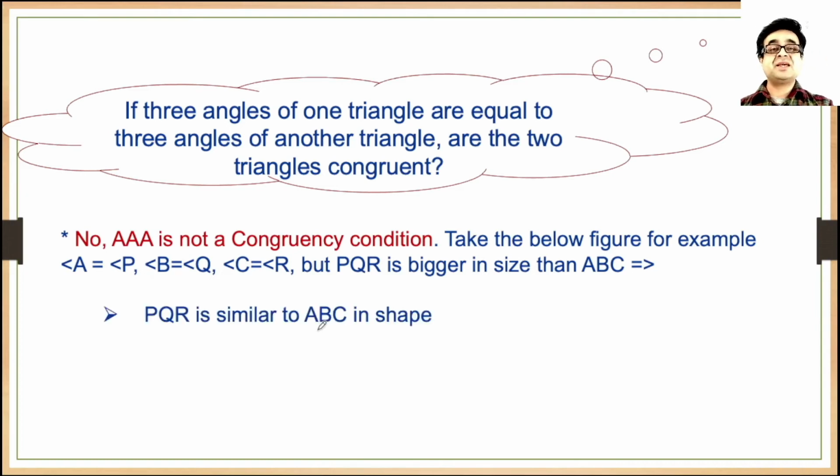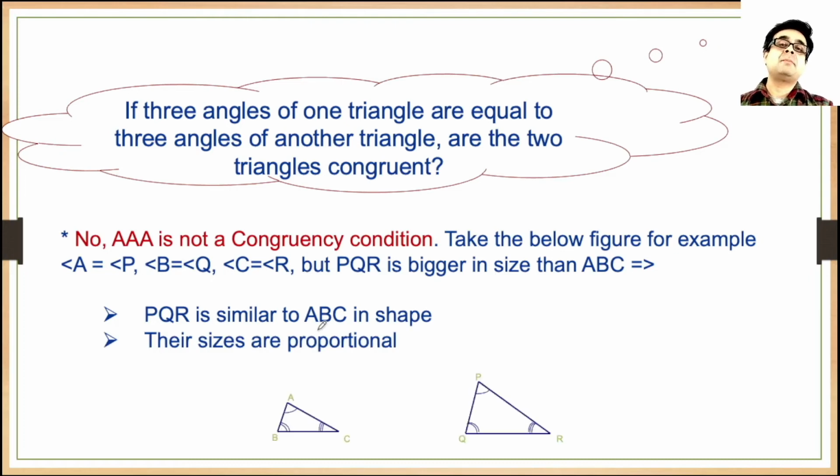They will not be. They are similar in shape, but they may not be equal in all aspects. They are similar in shape, their sizes are proportional, but they may not be exactly duplicate. And here are the two examples. As you can see, the angles are equal, but one triangle is actually bigger than the other triangle. So their areas and perimeters and sides are all going to be proportional in some way, and we'll talk about similar triangles. However, they will not be congruent. So AAA is not a congruency condition.